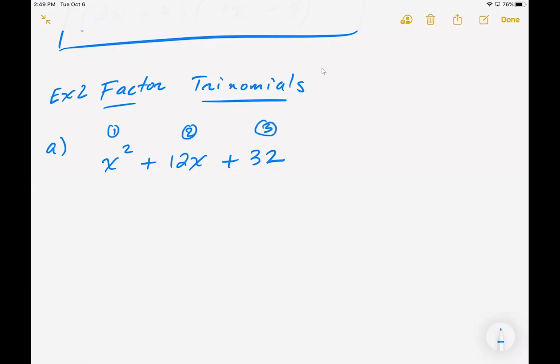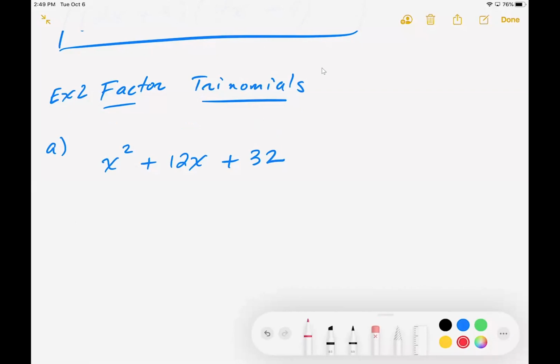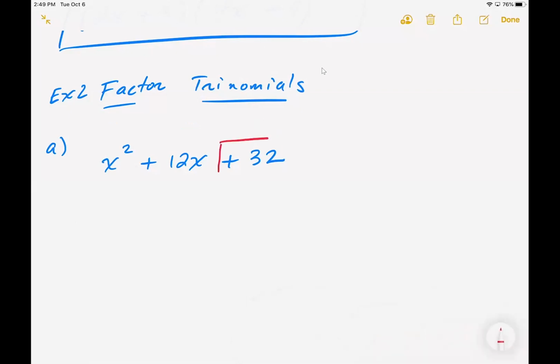So you need to ask yourself, what is my last term? Is it positive or negative? In this case, everybody see that it is positive. We think in terms of addition. If you think in terms of addition, you need to ask yourself: are there 2 numbers that multiply to give me 32, but add together to give me 12?